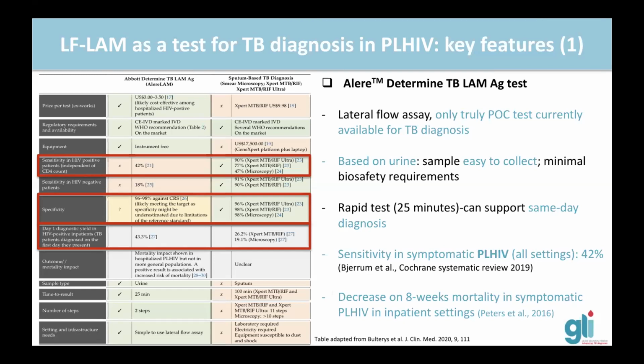The study by Peters et al., published in 2016, showed that the use of lateral flow LAM for TB diagnosis in symptomatic people living with HIV in inpatient settings led to a decrease in 8-week mortality.